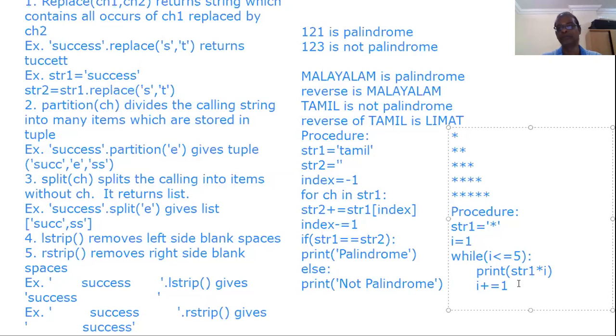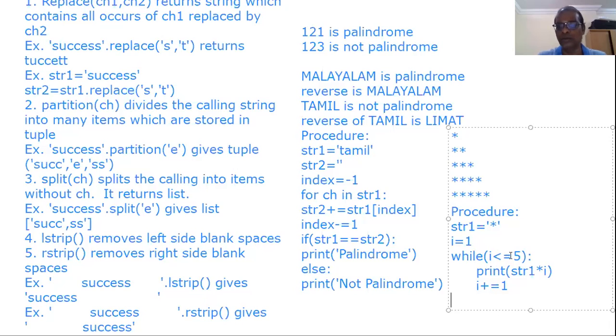That's all very simple. How do we get output like this? I will explain. Here str1 contains a star. I is assigned with 1. 1 is less than or equal to 5, condition true. str1 means star, multiplied by 1. That is, the star should be repeated 1 time. So the first star comes. Now I becomes 2. Still the condition is true, so it goes to the next iteration.